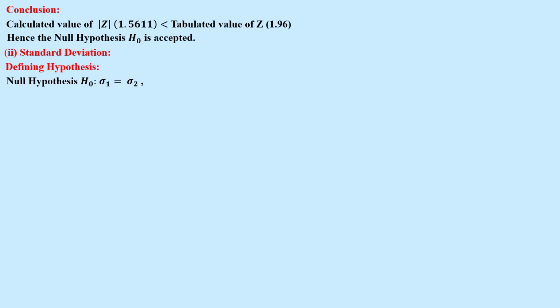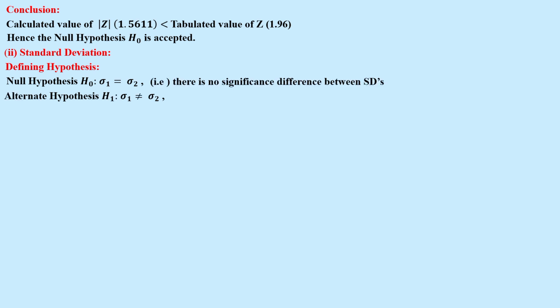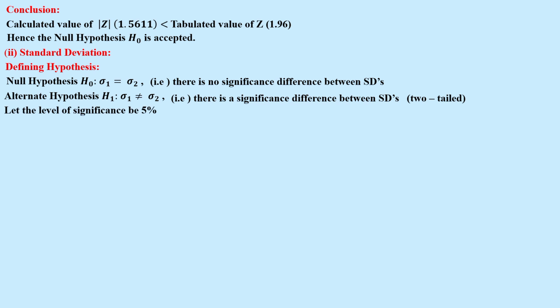Next, standard deviation, defining hypothesis. So H0, there is no significant difference between standard deviations. H1, there is a significant difference, right? So a two-tail test, again the level of significance we are taking 5%.